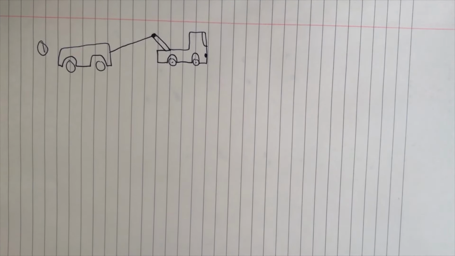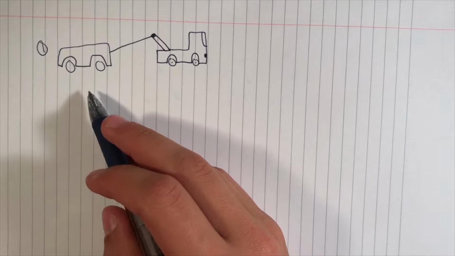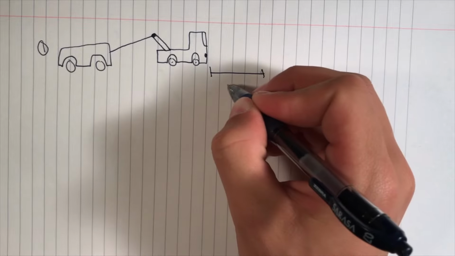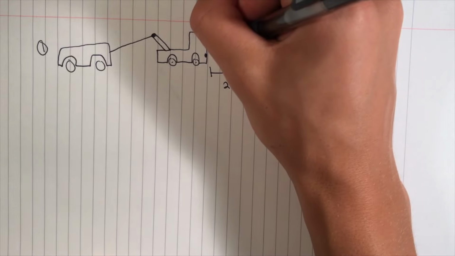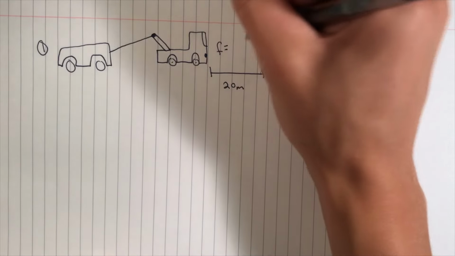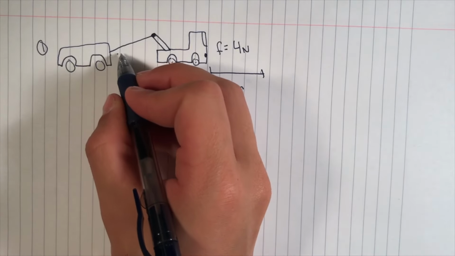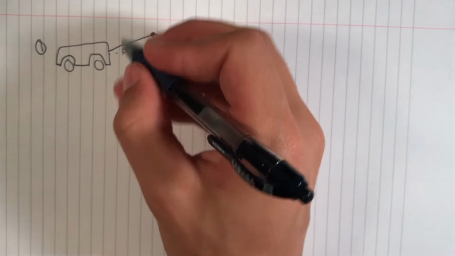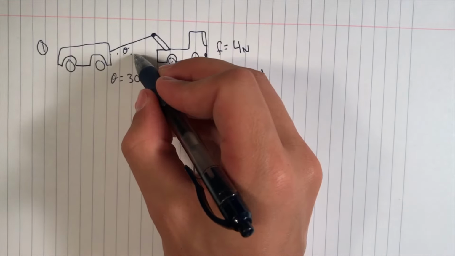Alright, so for the first problem, let's imagine that this tow truck is pulling this box, box thing on wheels, approximately 20 meters to the right, and this thing has an average force of, let's just say 4 newtons to keep things simple. Now, since this rope is at an angle, we're going to have to say that theta here, let's just say it's equal to 30 degrees above this horizontal line here.